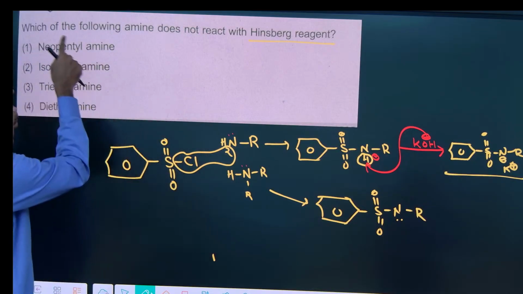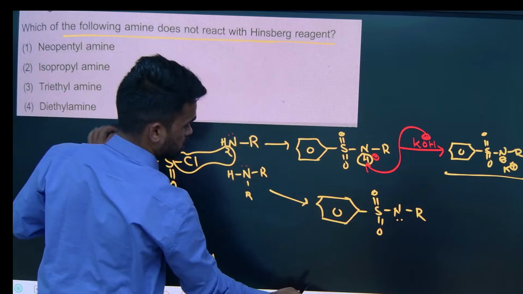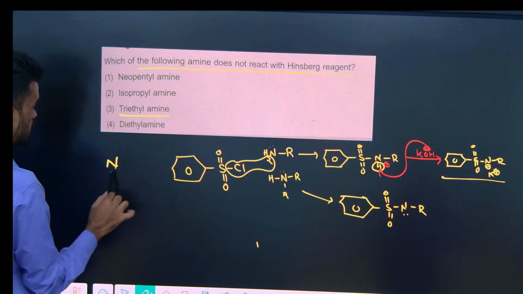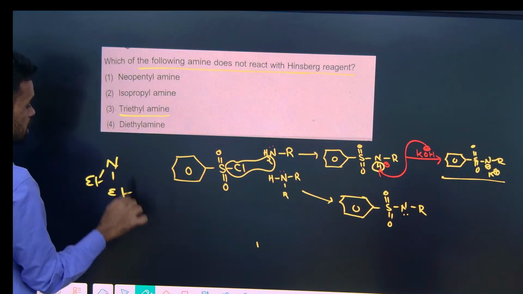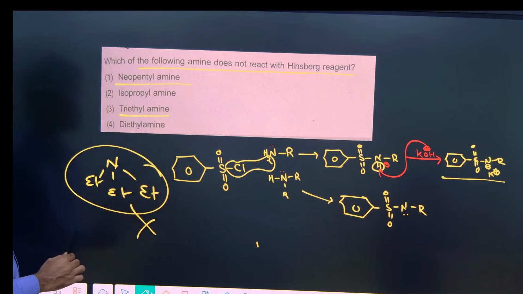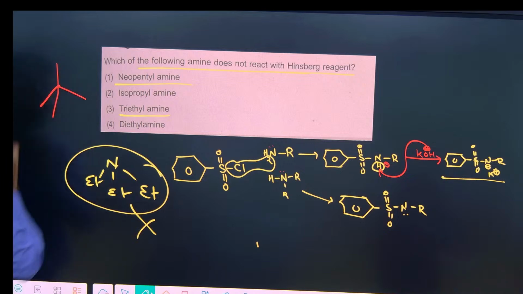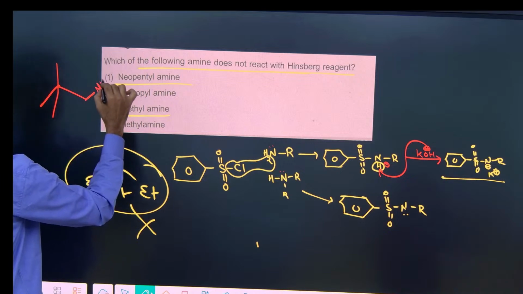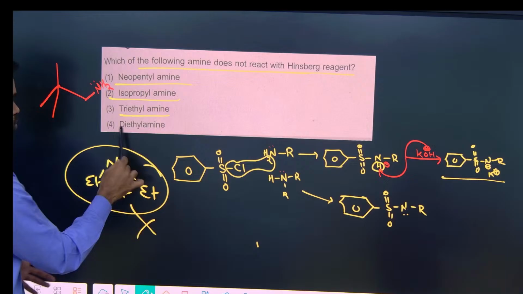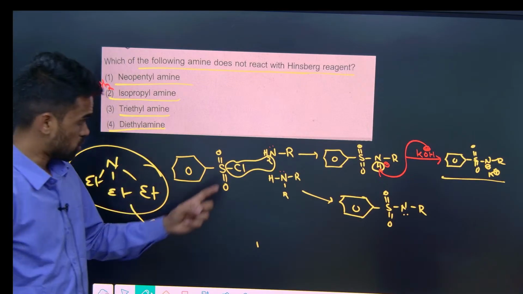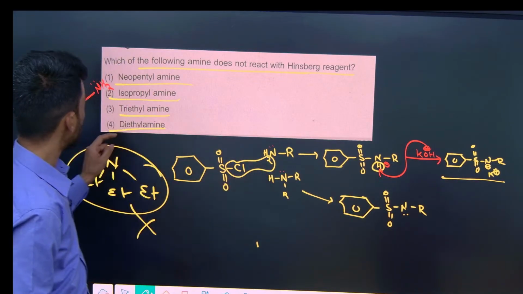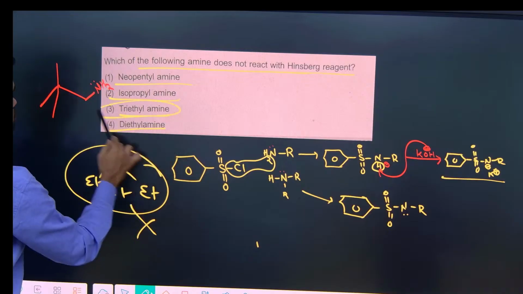So now tell me, which of the following amines does not react with Hinsberg reagent? Triethyl amine means on nitrogen there are 3 ethyl groups. 3 ethyl groups means it is a tertiary amine, so it won't react. Now what do we mean by neopentyl amine? Neopentane means something like this. If I put a nitrogen here, NH2 group, this is neopentyl amine. Similarly isopropyl amine is also primary. Diethyl amine is a secondary amine. So is it reacting with Hinsberg or not? Yes, it is reacting. Only which one is not reacting? Third option, that's it.